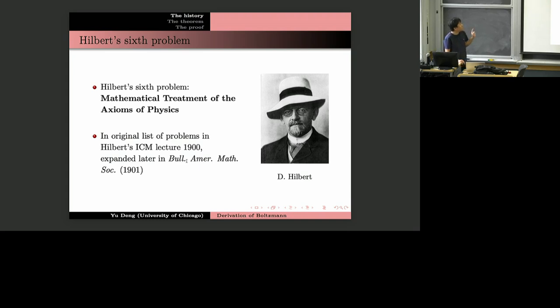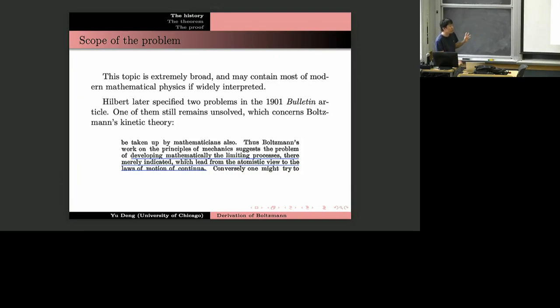However, in Hilbert's original lecture, what he actually had in mind was a specific problem, which corresponds to the rigorous validation of the Boltzmann kinetic theory, developed about 20 or 30 years before Hilbert's lecture. I'm quoting Hilbert's own words: the problem is about developing mathematically the limiting process there merely indicated, which leads from the atomistic view to the laws of motion of continua. Here, the atomistic view corresponds to the particle system of interacting particles that we're going to introduce, and the laws of motion of continua refer to the fluid equations, fluid dynamics. The word there means the work of Boltzmann on the principles of mechanics, which is essentially kinetic theory.